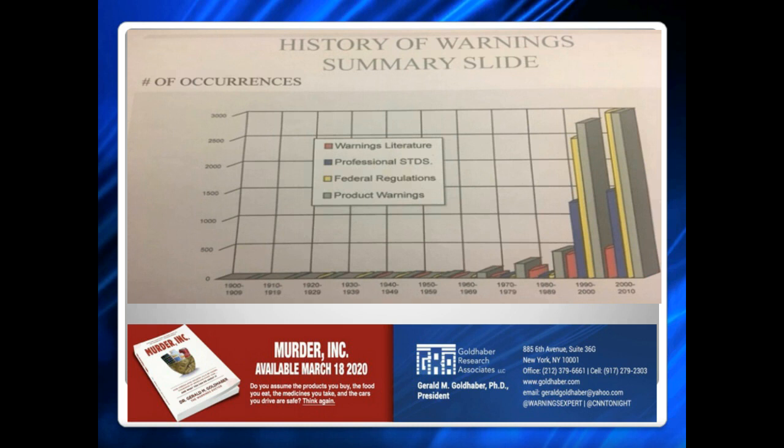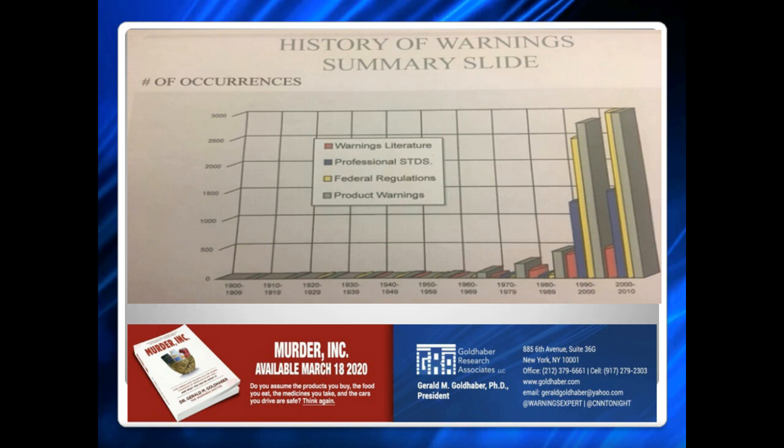Well, if you look at this slide, it basically says that whether you're considering the literature of warnings, or the standards dealing with what you need to do to have a good warning, or federal regulations, or even the existence of warnings, a lot of it has happened in the last 30 to 40 years. Next slide, please. It's a relatively new phenomenon.